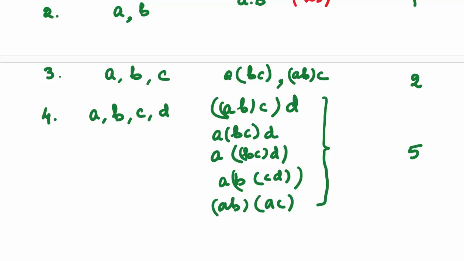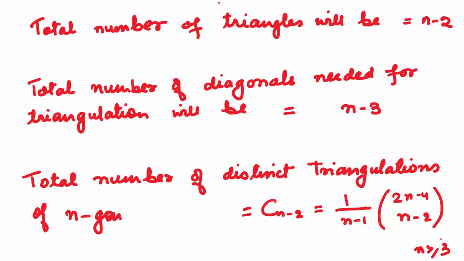So we can always find the number of triangles which can form by the diagonals in any polygon, the total number of diagonals, and the Cn value. So let's see. The total number of triangles is always n minus 2. The total number of diagonals needed for triangulation will be n minus 3, and the total number of distinct triangulations of an n-sided polygon is nothing but C(n minus 2), which is equal to 1 upon n minus 1 into the binomial coefficient 2n minus 4, n minus 2, for n greater than or equal to 3.